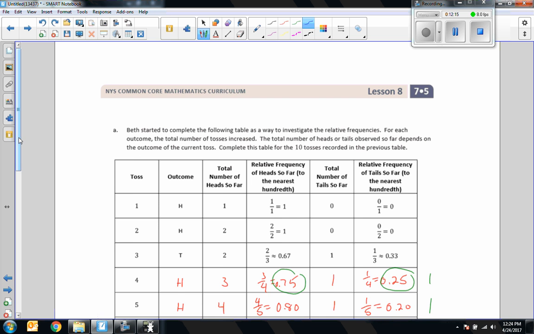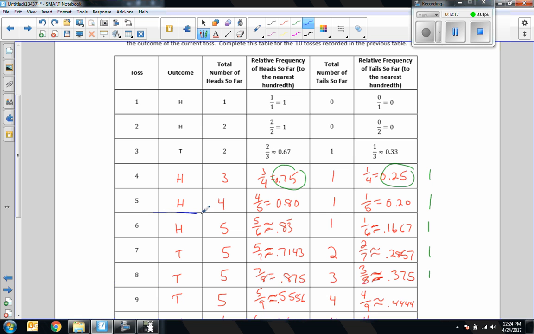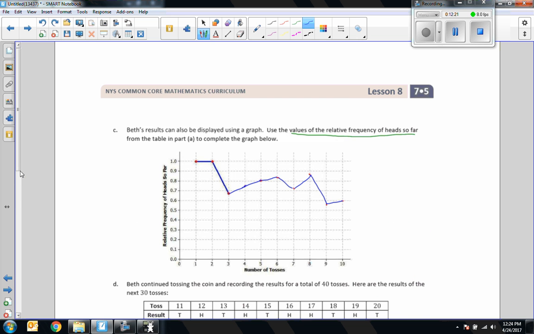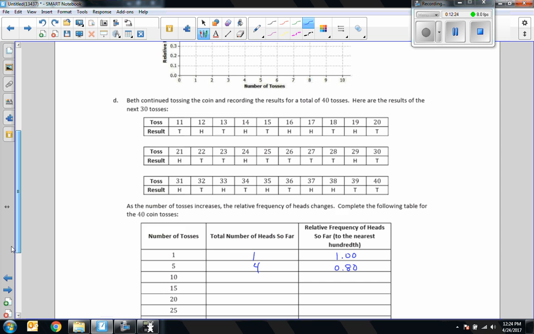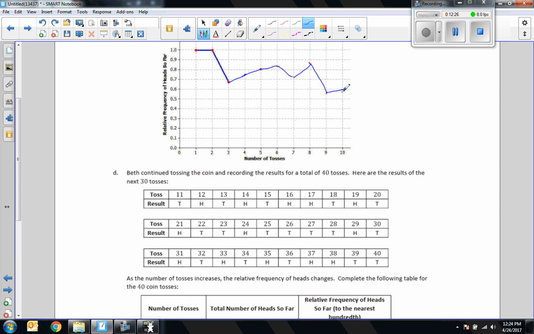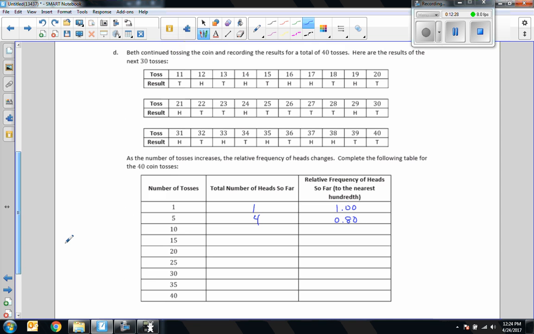So if I go back here and look, here's the 5th toss right here, and I have 1, 2, 3, 4 heads. Okay? And we're going to continue this. So after 10, I just look at my graph, we were at 0.6. So at 10, we had 6 that were heads.